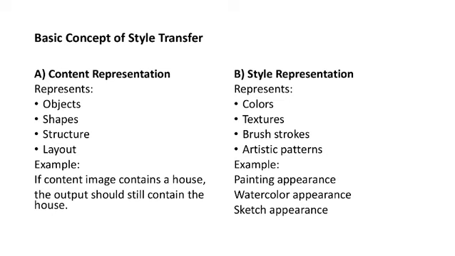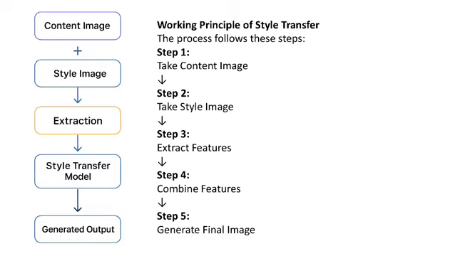Then we move to the working principle of style transfer. The style transfer process begins by selecting two images, one content image and one style image. Neural networks are used to extract features from both images. The content features preserve the original structure of the image while the style features preserve the artistic appearance. These features are then combined together using optimization techniques. Finally, a new stylized image is generated that contains the content of one image and the style of another image.